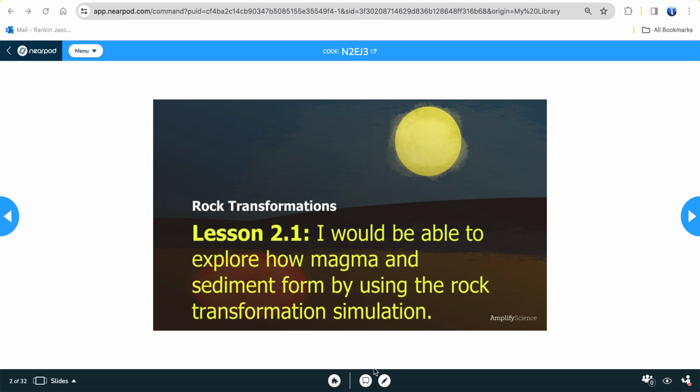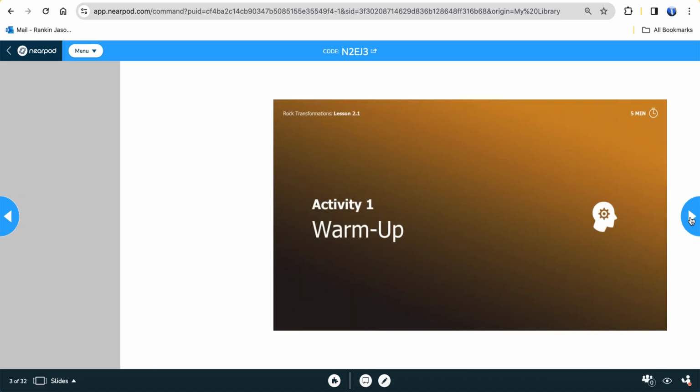Continue with this lesson here, 2.1. I'll be able to explore how magma and sediment form by using the rock transformation simulation. That should already be copied down into your notes. So let's continue with this, right?